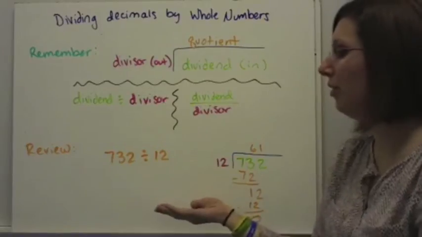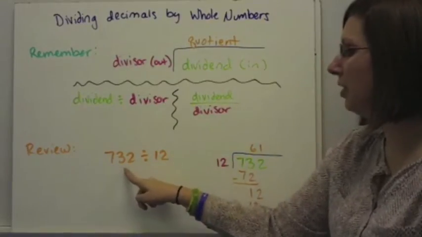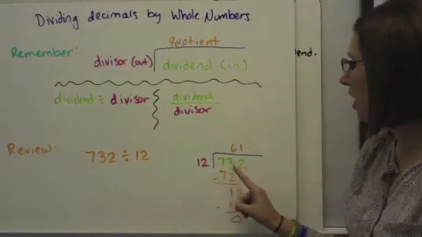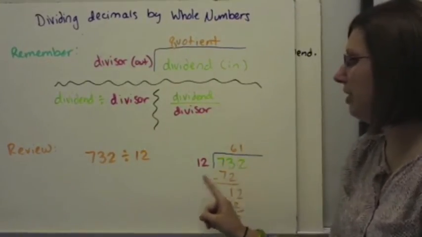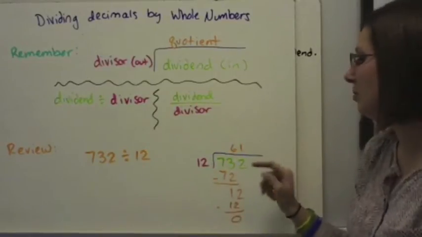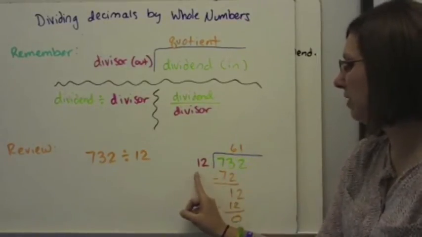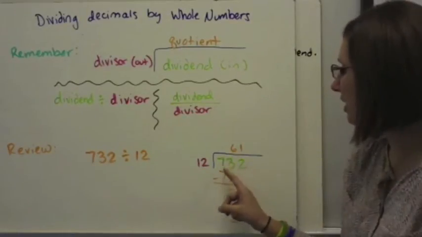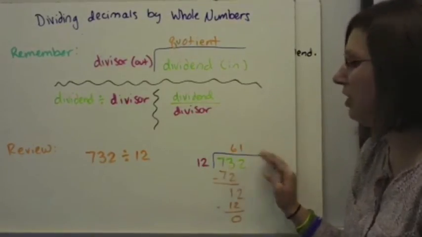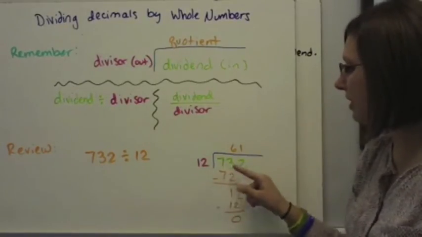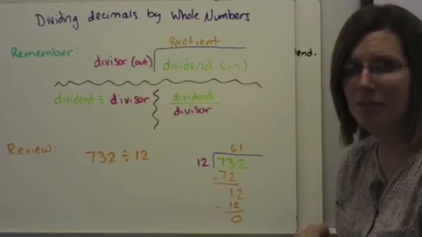So here's a review problem. If I have 732 and I'm dividing by 12, I rewrite my situation. The first number goes inside the long division bar, and the second number goes on the outside, and I'm seeing how many times 12 can go into 732. I'm going to concentrate first on the 73. 12 can go into 73 6 times.